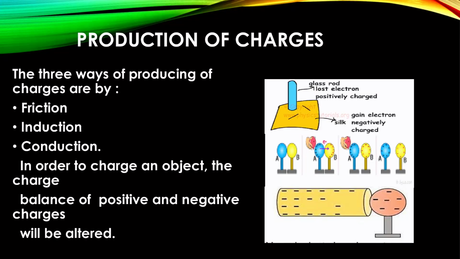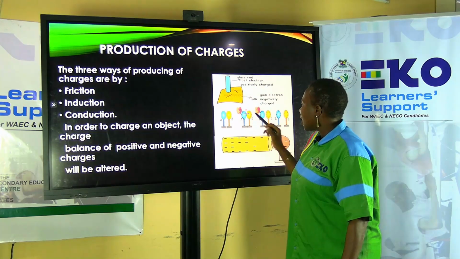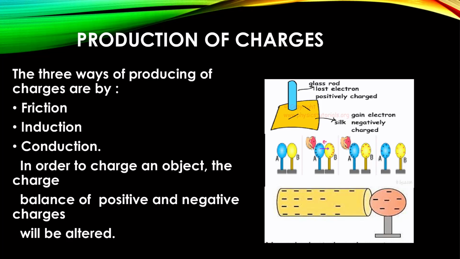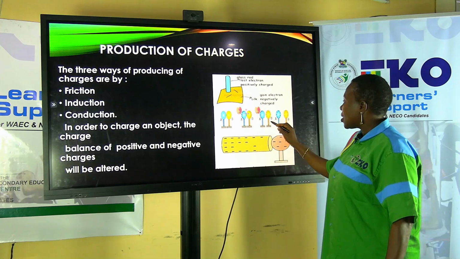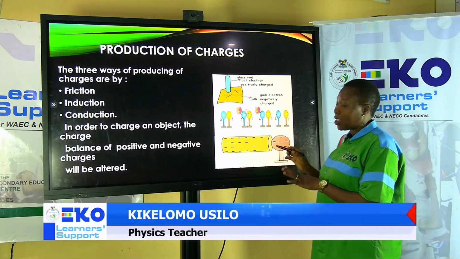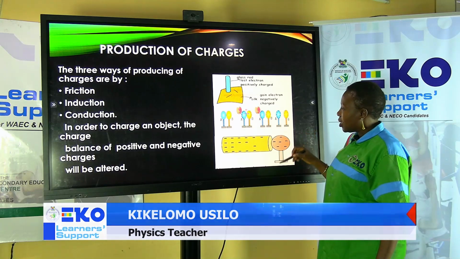For induction, we have two bodies, A and B. In this, here is showing no charge. And by the time we bring them together, it shows that A has negative charge, while B has positive charge. And they are being brought together. And you can see when they are separated, they also have their charges retained. And this is what we have here eventually.